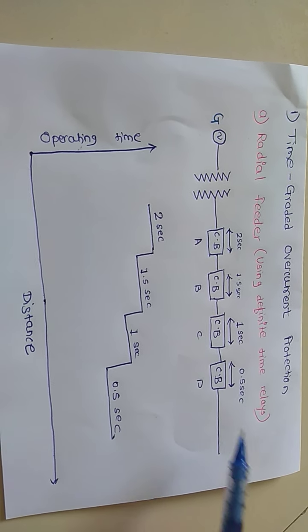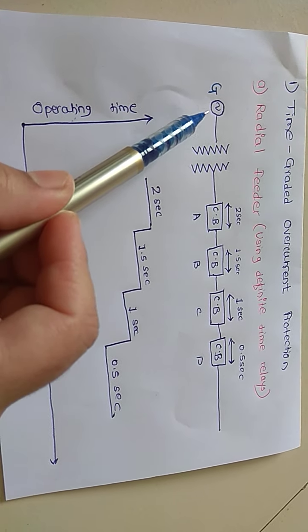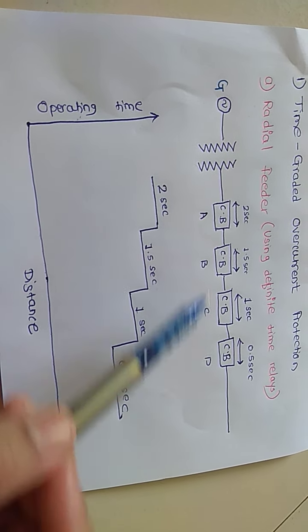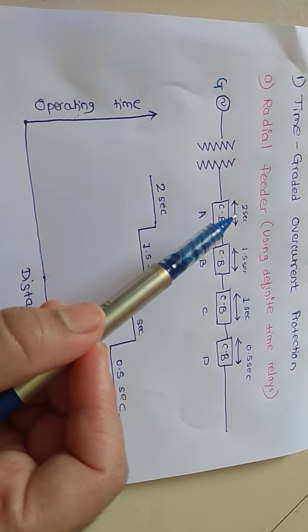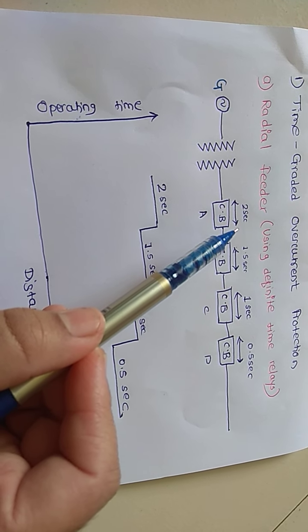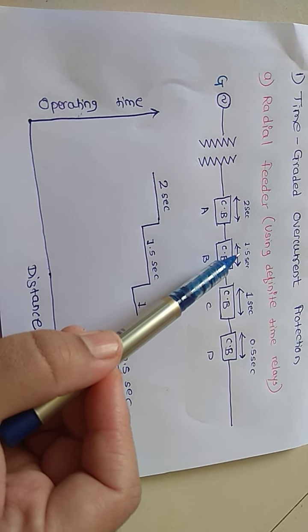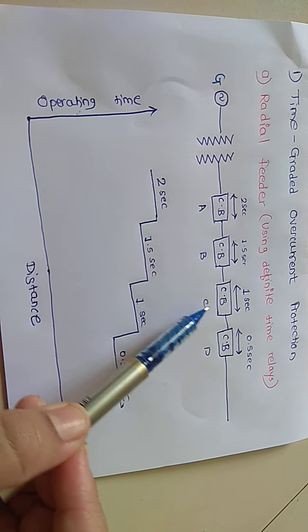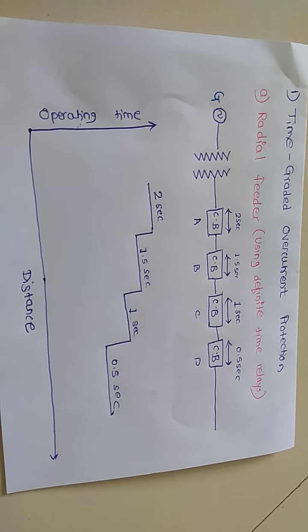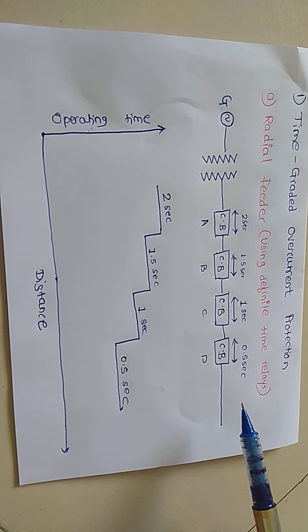So this is a schematic diagram for the radial feeder. It consists of one generator along with a number of circuit breakers, that is circuit breakers A, B, C, D. All these circuit breakers have different operating times, that is, the time of operation of each relay is fixed. For relay A it is 2 seconds, for relay B it is 1.5 seconds, for relay C it is 1 second, and for relay D it is 0.5 seconds. And the operating time of these relays is independent of the operating current.